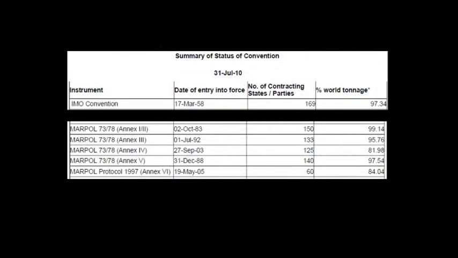In terms of the status of the convention, you can see there in terms of the contracting parties, number of contracting parties, 169, and then there's for the International Maritime Organization Convention, but then MARPOL annexes, you've got different numbers going down to Annex 6 only being 60. In terms of the percentage of world tonnage of shipping, you can see though that covers virtually all shipping.